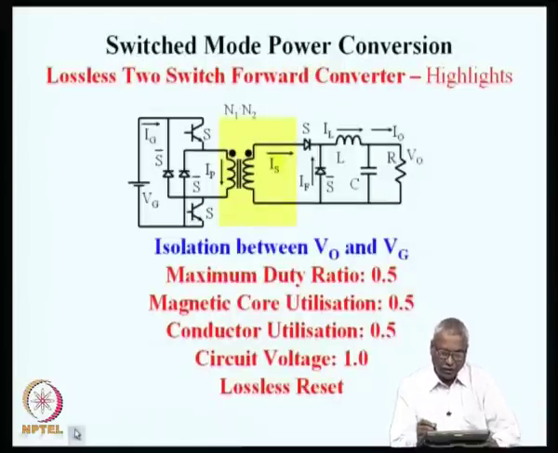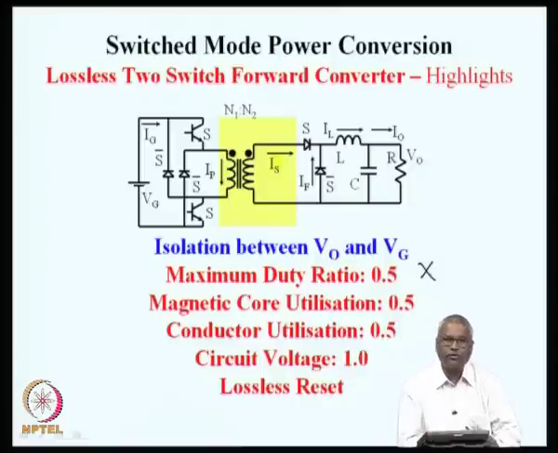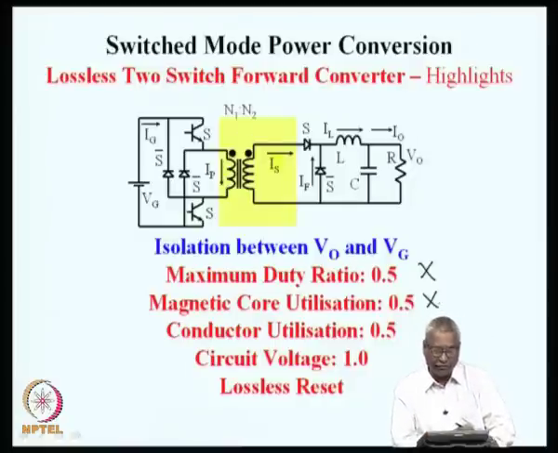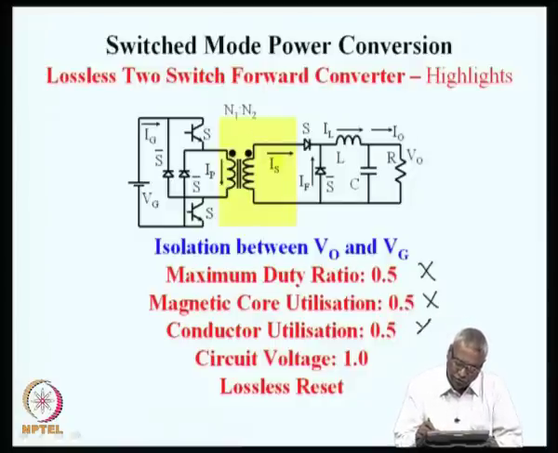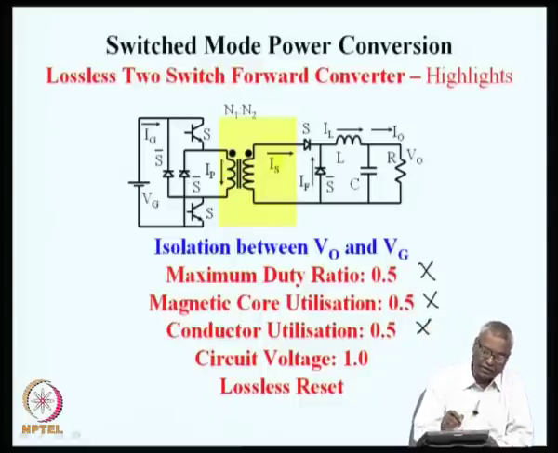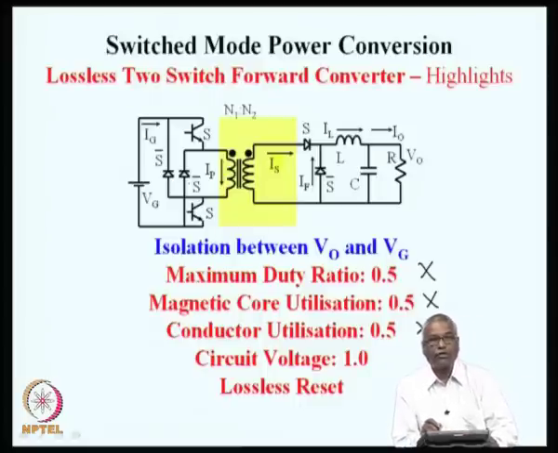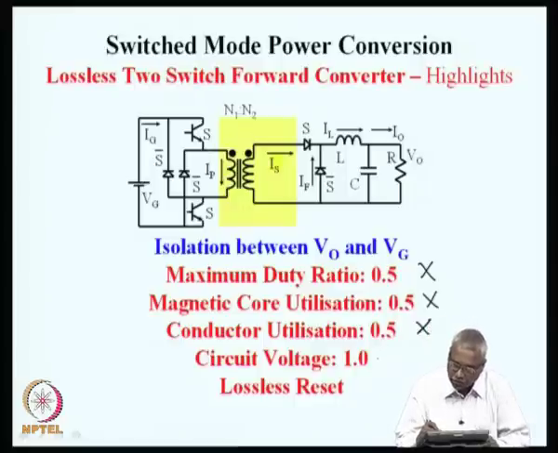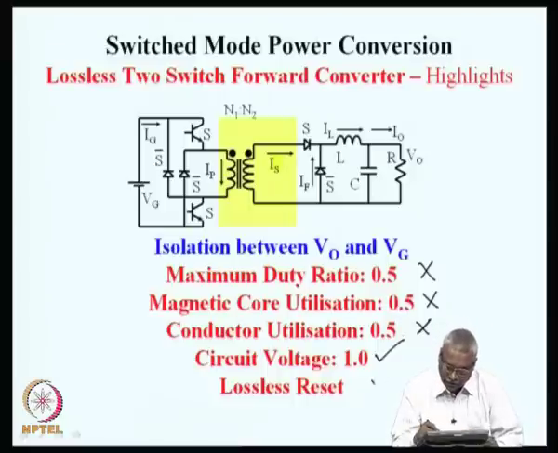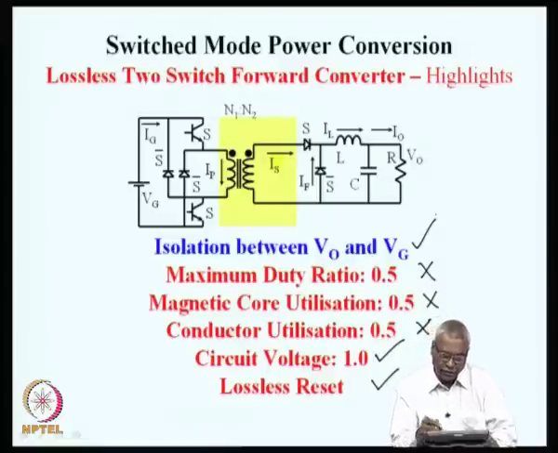So, now the maximum duty ratio continues to remain at 0.5, the magnetic core utilization remains at 0.5, the conductor utilization also is only at 0.5, but because of the diodes here, now we do not see double the voltage on the transformer or on the switch, but there are two switches now. Instead of one switch, we have two switches, but the circuit voltage is now 1 and reset is lossless and isolation is achieved. So, what we are trying to do is find circuits which get better and better, one by one, for the required performance.